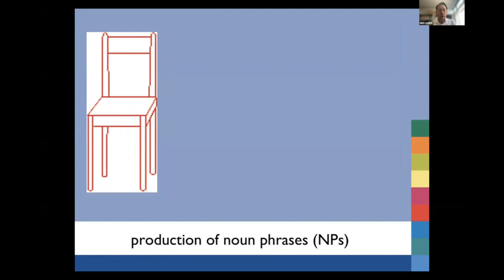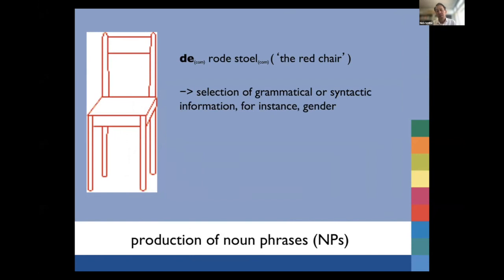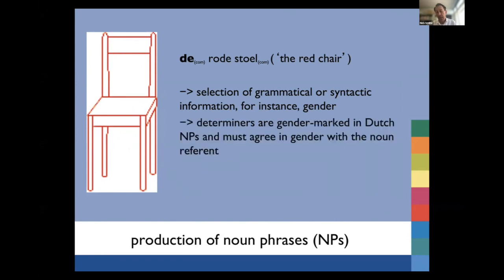One way to do this is to ask people to produce noun phrases, actually. So when you present participants with a picture like this, you could ask them to say something like the red chair, de rode stoel in Dutch. So this has the advantage that people need to select grammatical or syntactic information such as gender, because determiners in Dutch are gender marked, and so in Dutch noun phrases, they must agree with the noun referent in the phrase. So because stoel in Dutch, chair, has common gender, the determiner form de also is a determiner form that has common gender, and not, for example, the one that has neuter gender.